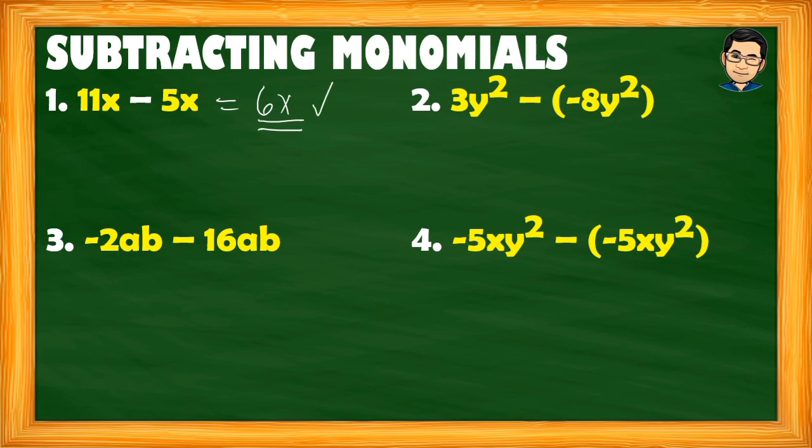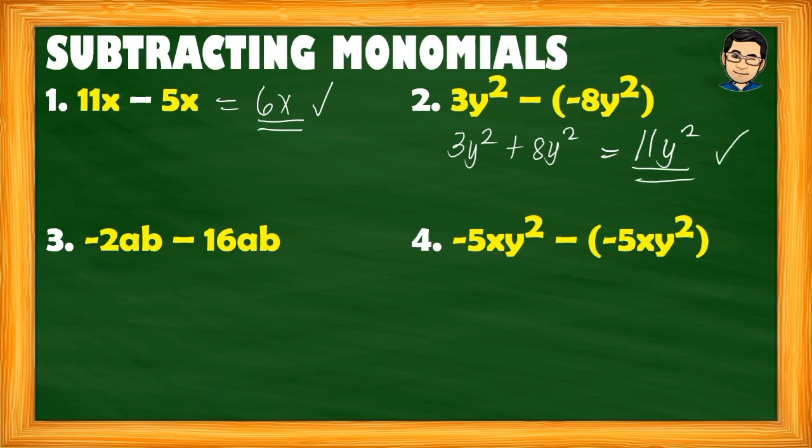Next, 3y squared minus negative 8y squared. So, we change the sign of the subtrahend. So, from negative 8y squared, magiging positive 8y squared. And then, yung minus, magiging plus. So, magiging ganito po siya. 3y squared plus 8y squared. And that is 11y squared. This will be our final answer.